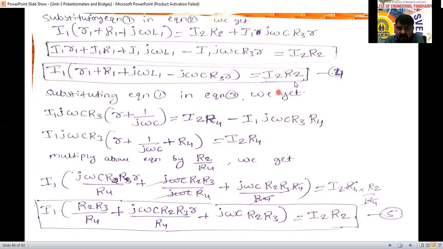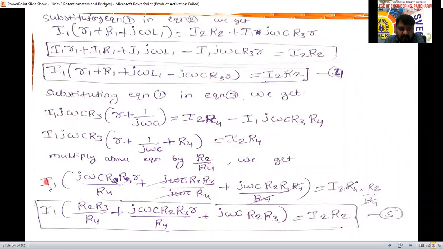I want it in this form only. I need I2 R2. Here I2 is already there, no need to worry. With I2 what do we need? R2. R4 needs to be removed, we can divide by R4. So multiply this whole equation by R2 and divide by R4. I have to do R2 divided by R4 here now.